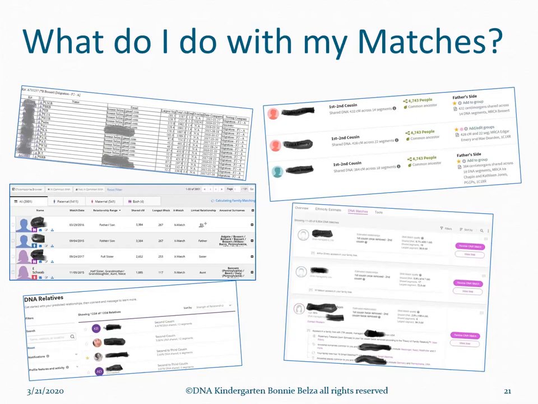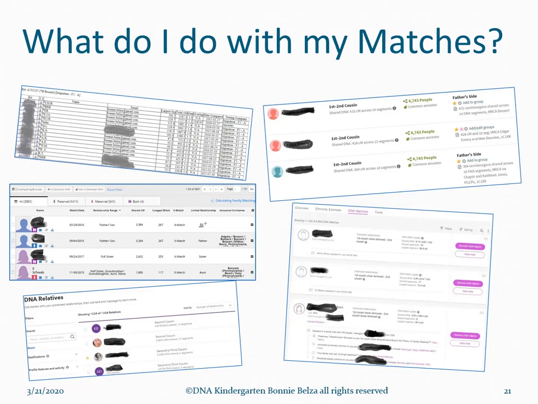The bottom left corner is from 23andMe. 23andMe shows you the amount of shared DNA as a percentage on their main page. If you open the individual's profile, you'll see not only the percentage, but the amount of shared centimorgans. You can enter either a percentage or the amount into DNA Painter to see what the potential relationships are with that individual.